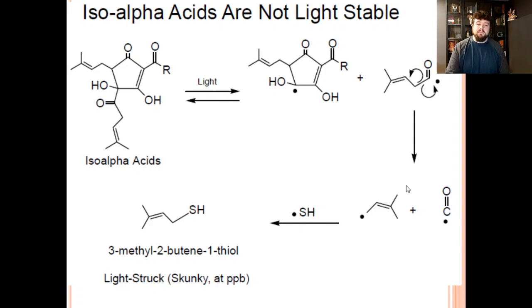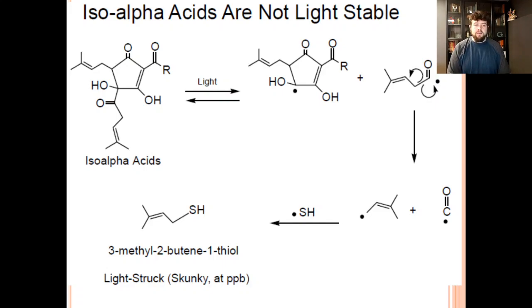It will then react and bind with a sulfur group, SH, which is very common inside of the wort. And once it does, it creates the molecule 3-methyl-2-butene-1-thiol, also known as skunk. This is a similar compound to what skunks actually produce when they spray substances. And this is what's going to cause that light struck characteristic.